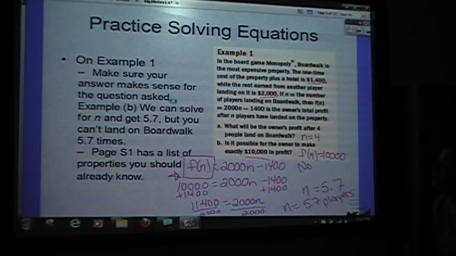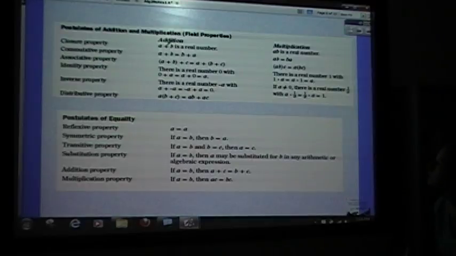Okay? All right, now on page S1, there is going to be a list of the properties that you should already know. I'm not going to go through all these, mostly because you can't see them very well, but I'm going to just read them to you real quick.